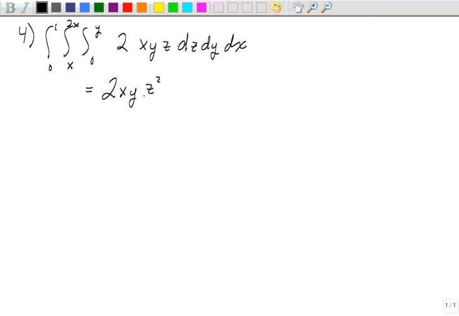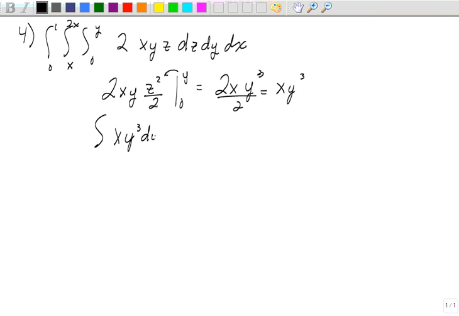So first we integrate with respect to z. Everything else is constant. We plug that into z. We get 2xy cubed over 2, which is just xy cubed. Then we integrate that. Okay, I can't have an equal sign there because they're not equal. Be careful of that.